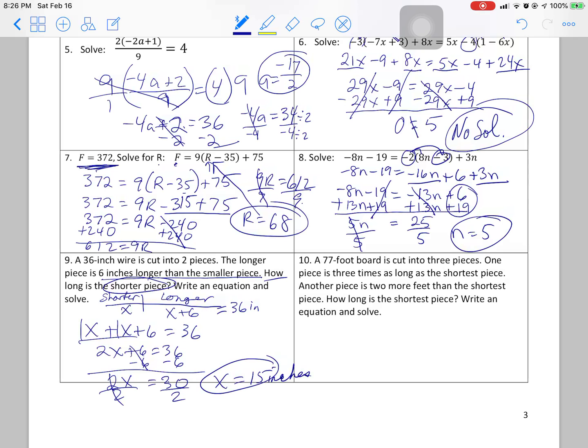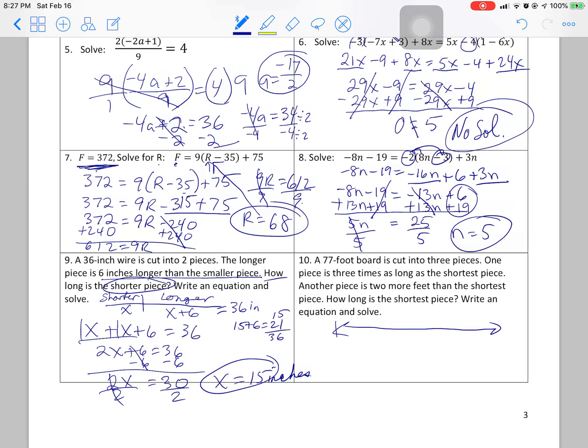If it asked you what the longer piece was, you'd say what, 21? So you'd say 15 plus 6 equals 21. 21 plus 15 equals 36, which is the total of the whole thing. So that's just a little check I did. Okay, so we're good.